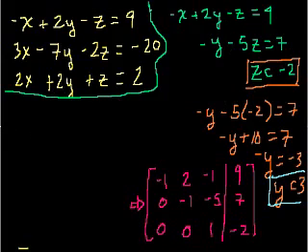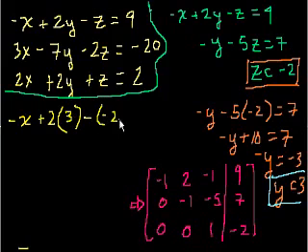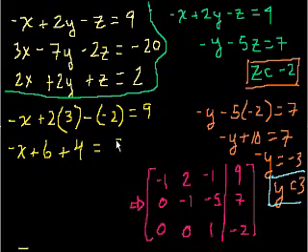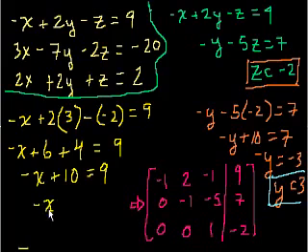So what do we have? And then we're done. We have minus x plus 2 times y, so 2 times 3, minus z, minus minus 2, is equal to 9. So minus x plus 6 plus 2 is equal to 9. Minus x plus 8 is equal to 9. Minus x is equal to 1, or x is equal to minus 1.